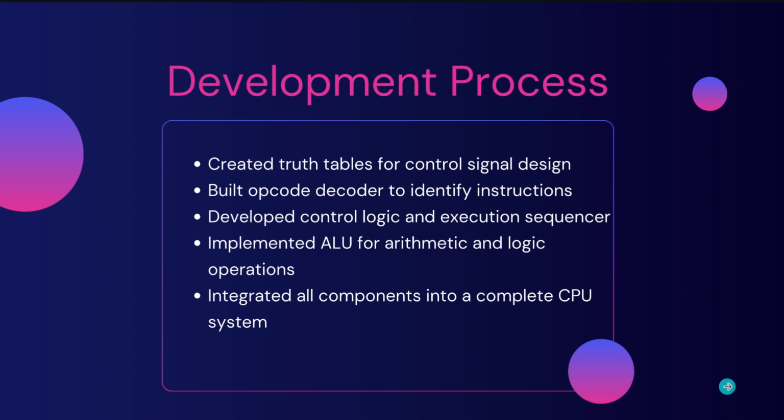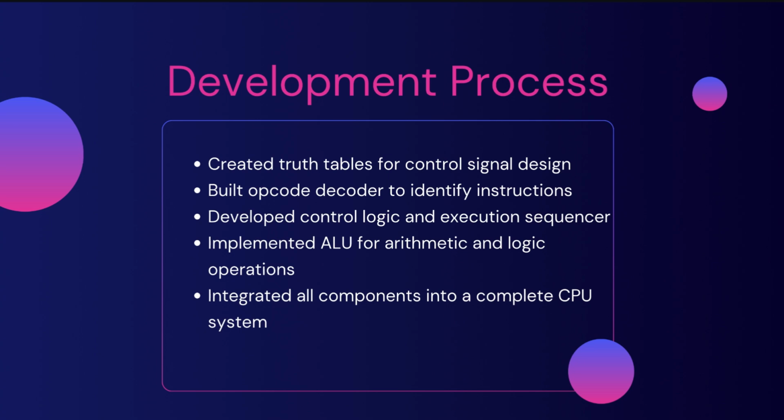Now I will explain the development process of our CPU project. To build our CPU, we followed a step-by-step approach to make the design more organized and easier to test. First, we created truth tables for the control signals. These truth tables help us determine how each instruction should control different parts of the CPU, ensuring every component receives the correct signal during execution.